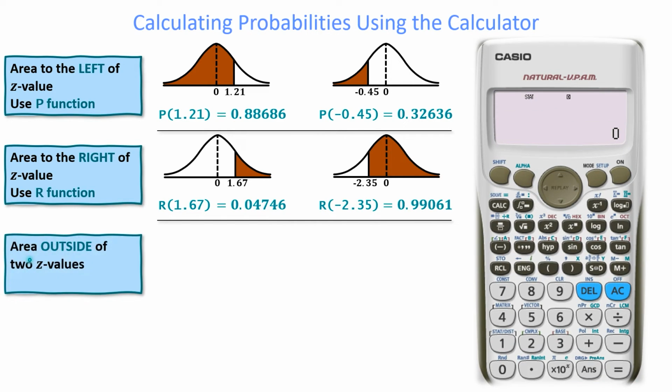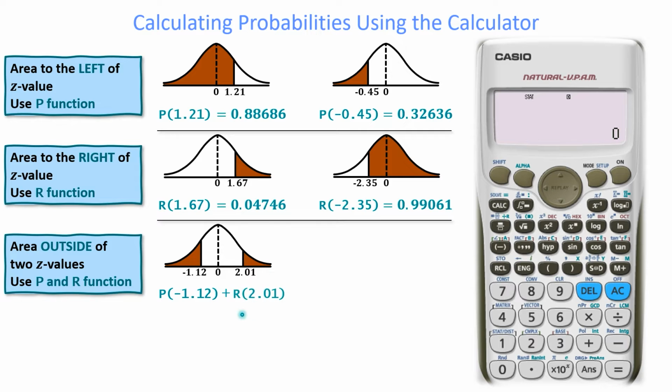Now, if you want to work out the area outside of the two z values, so we have this scenario, we have one area to the left and one area to the right, then we need to use the p and r function together. So for what we have here, this area is to the left of this z value. So we need to use the p function for this value here, negative 1.12. Plus, over here, we have the area to the right. So we need to use the r function for 2.01.